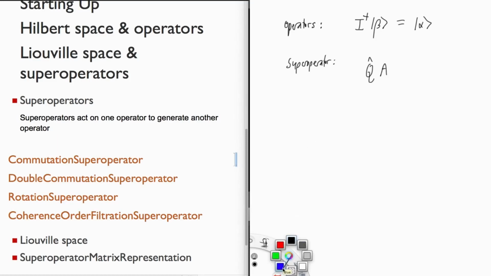So this is how you might write that. This would be a superoperator, and here I'm notating the superoperator by using a hat. It acts on an operator and generates another operator.